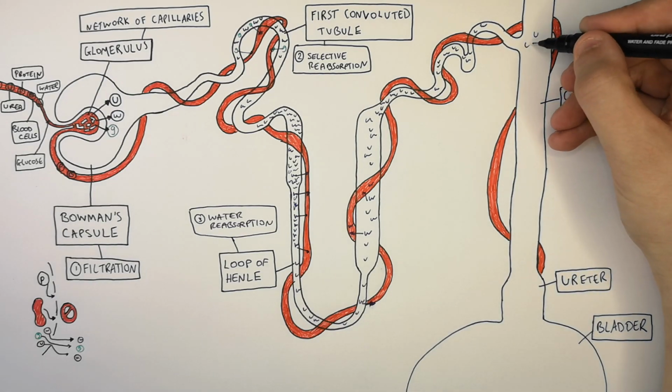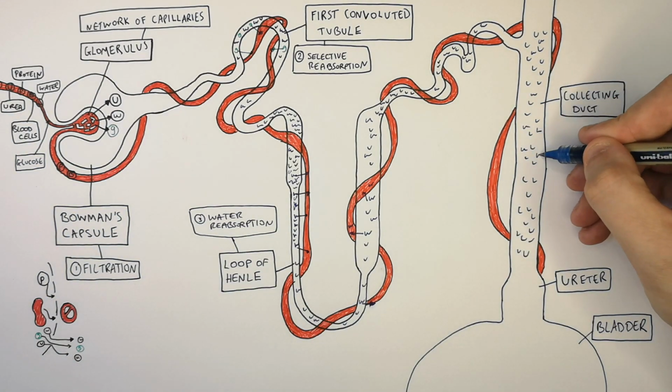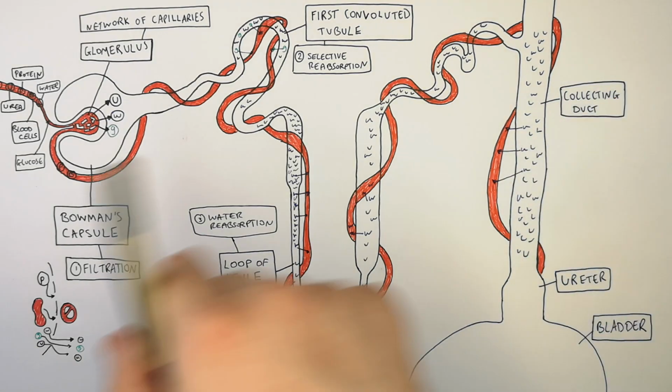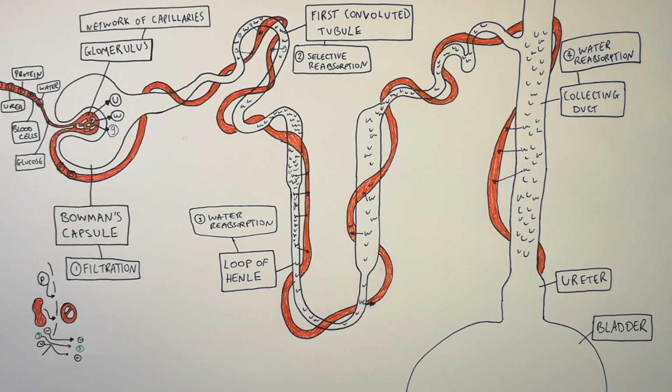So now the remaining urea and water enter the collecting duct via the second convoluted tubule. In the collecting duct, water is going to be reabsorbed back into the blood. Water is reabsorbed back into the blood. And if there is a high concentration of water in your blood and you're really hydrated, much of that water in the collecting duct is going to pass through the ureter to the bladder and out of your body.